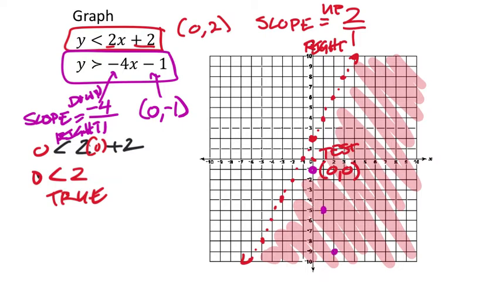It gives me these points, but I can reverse the staircase and go the other direction, up 4 to the left 1, up 4 to the left 1. And again, this will be dashed or dotted, however you want to do it. Mine's dotted, I guess.